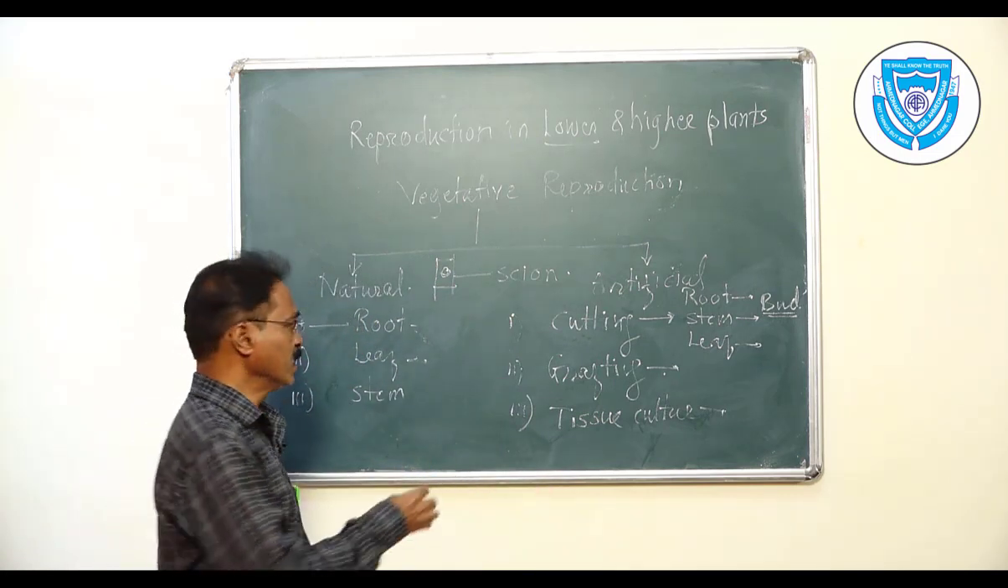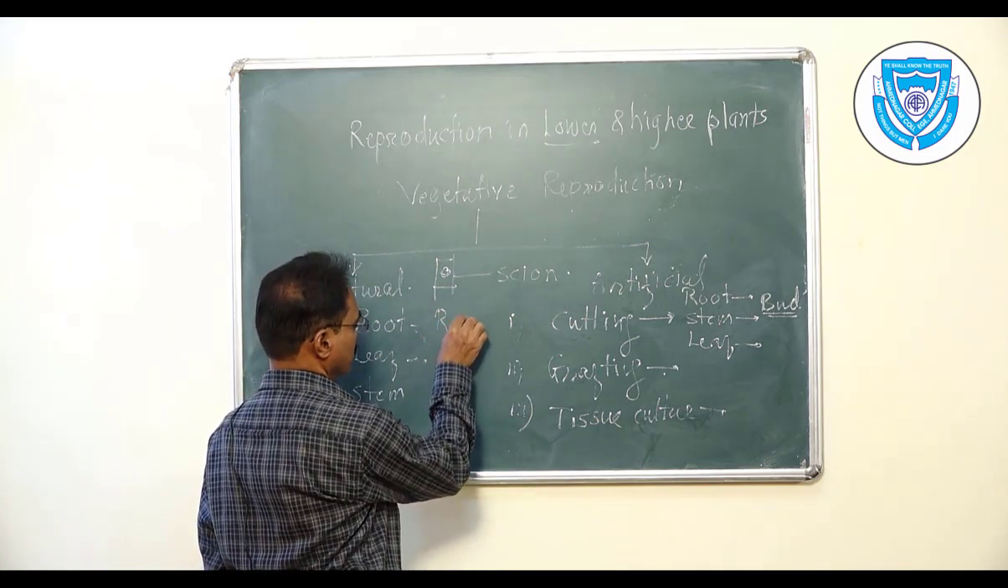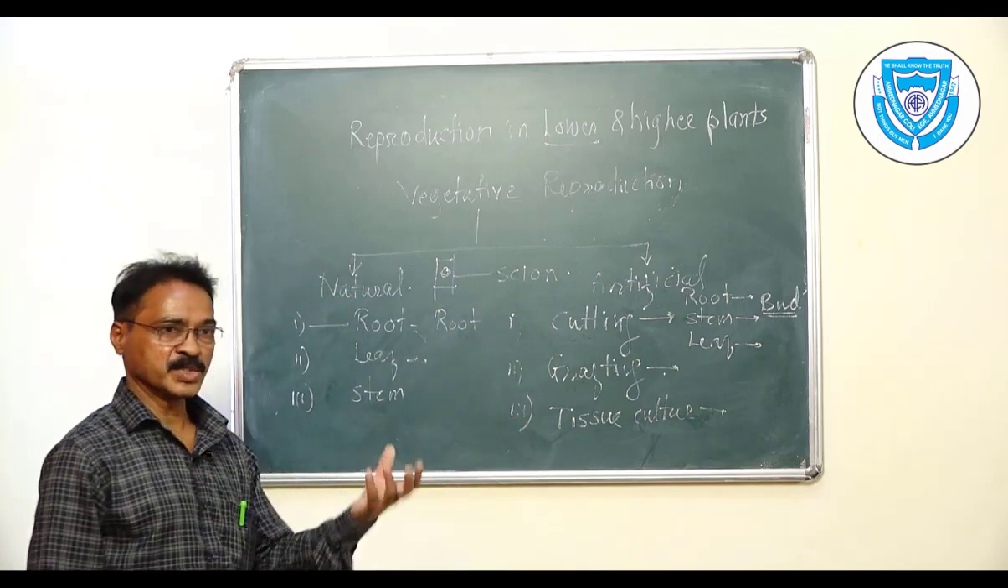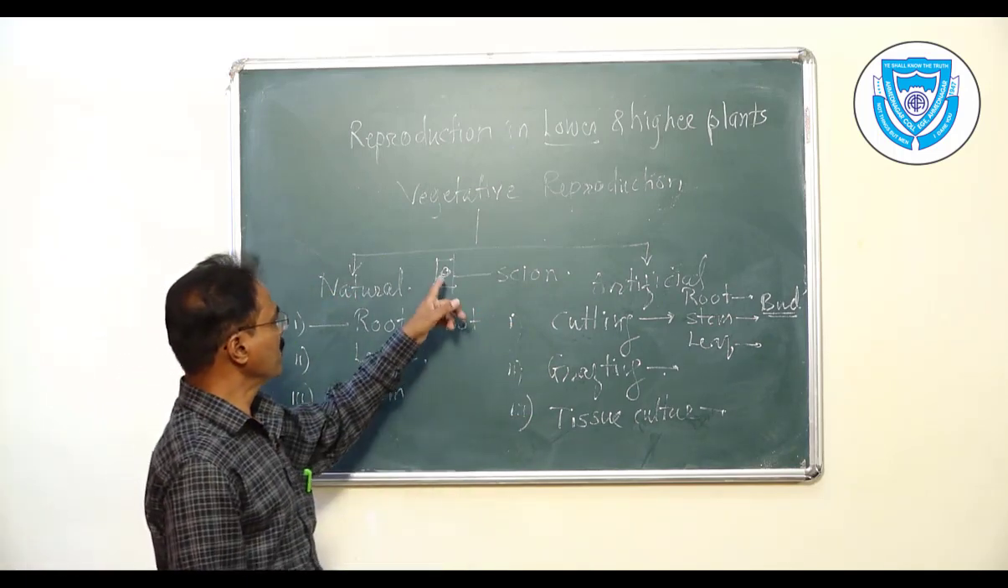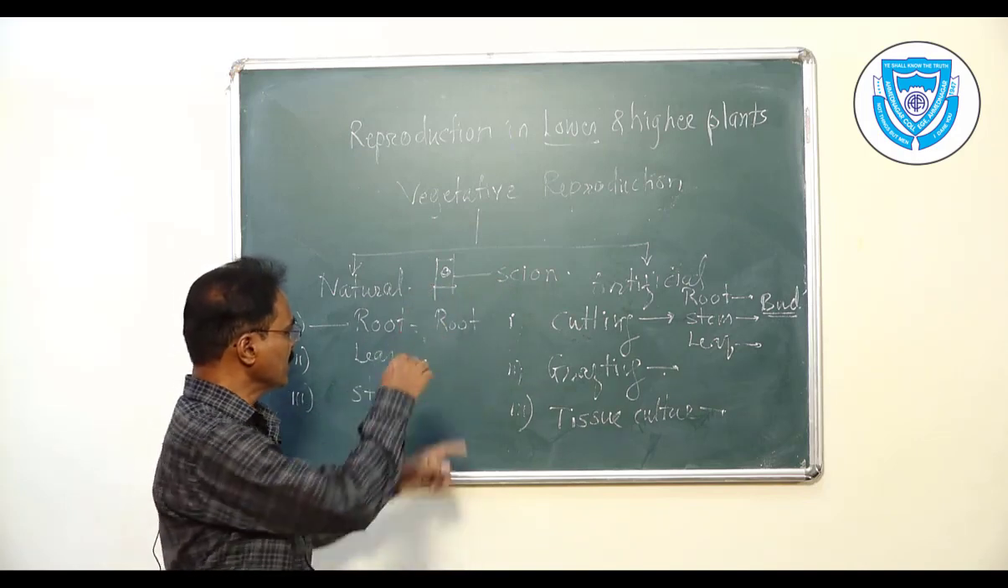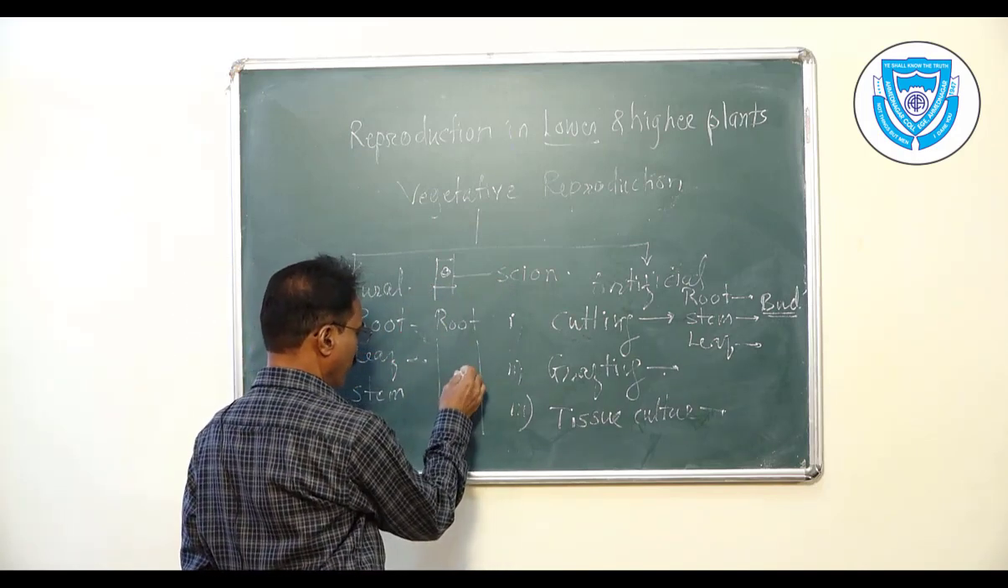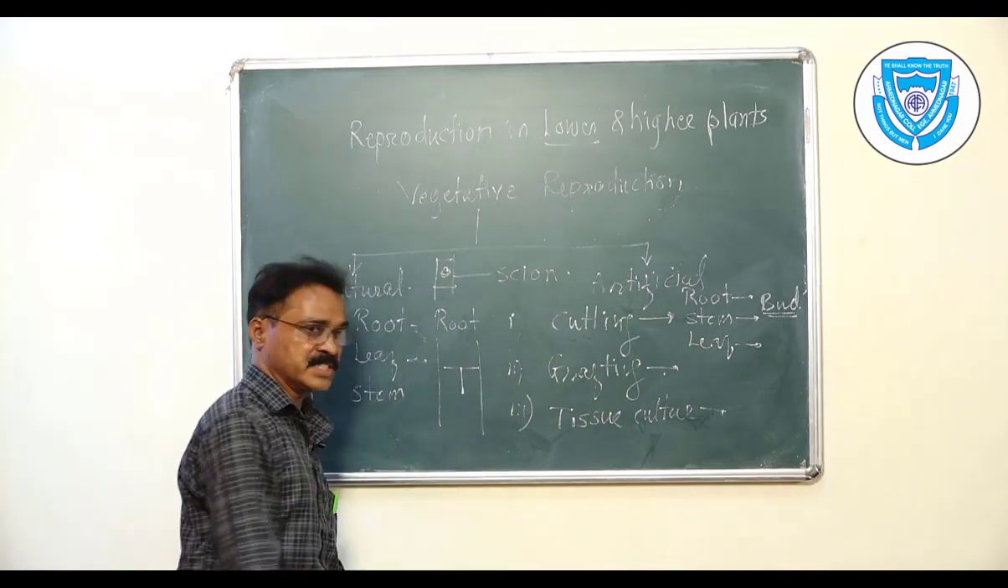Which part is rooted? That means that plant is rooted, with the roots there. So this scion is inserted in that plant. For example, a special cut is taken.